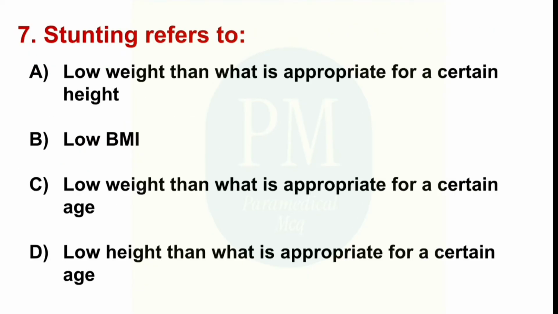Stunting refers to option A. Low weight than what is appropriate for a certain height. Option B. Low BMI. Option C. Low weight than what is appropriate for a certain age. Option D. Low height than what is appropriate for a certain age. The correct option is option D. Low height than what is appropriate for a certain age.